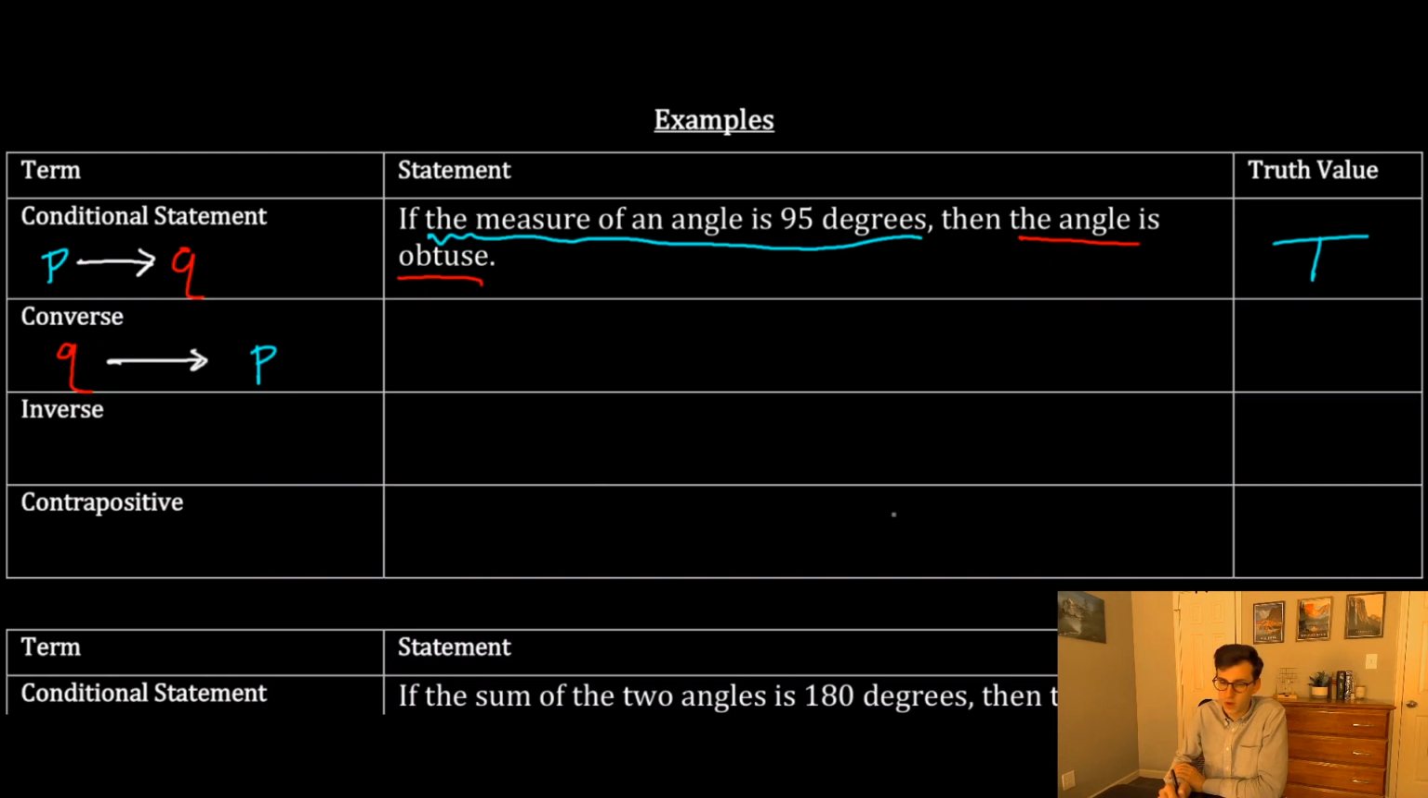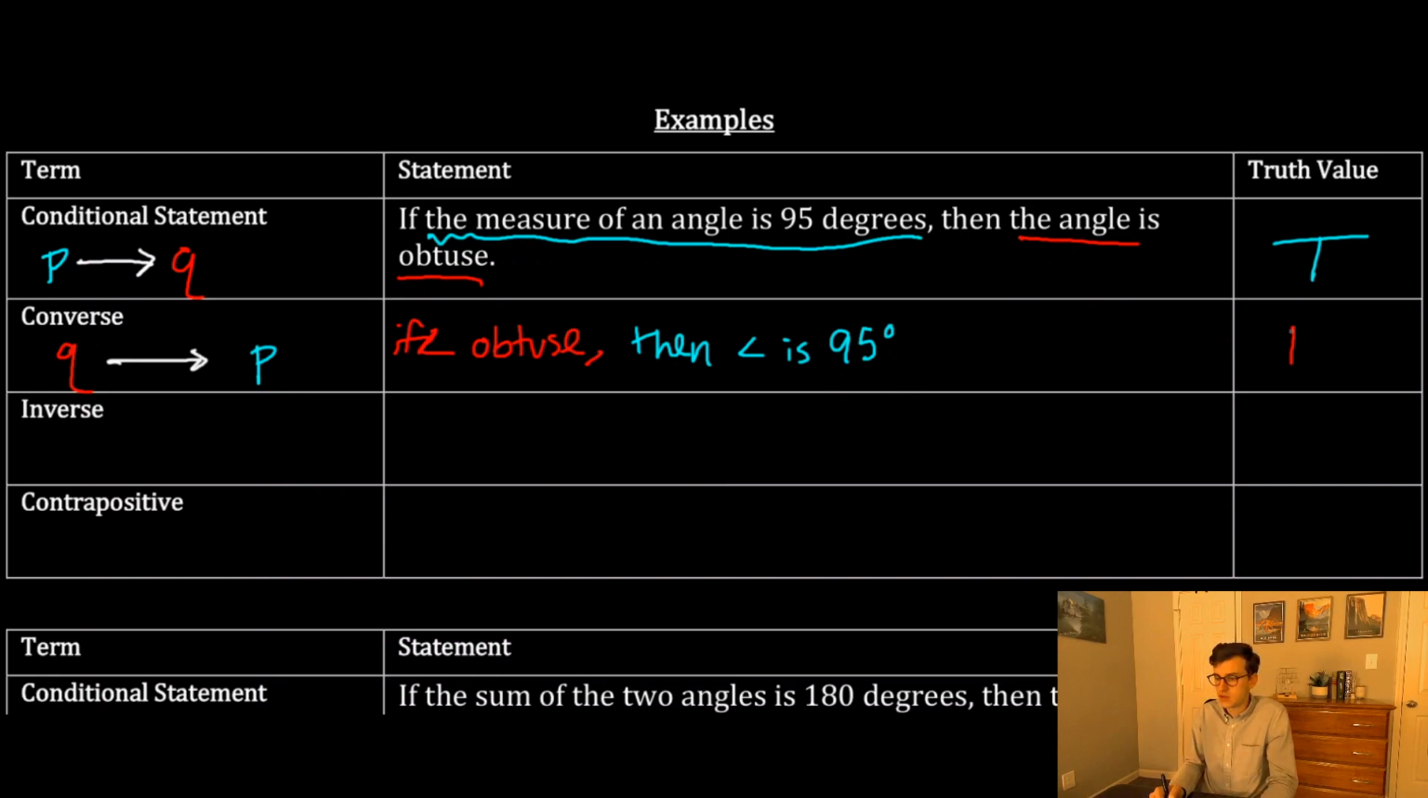All right, and what would that be? Well, and I'm going to do shorthand here because my computer is acting wonky. If the angle is obtuse, then the angle is 95 degrees. Okay, well, if an angle is obtuse, then it's 95 degrees. What about if it's 100 degrees? That's larger than 90 degrees, so it's definitely obtuse, and that's not 95 degrees. So this is false.